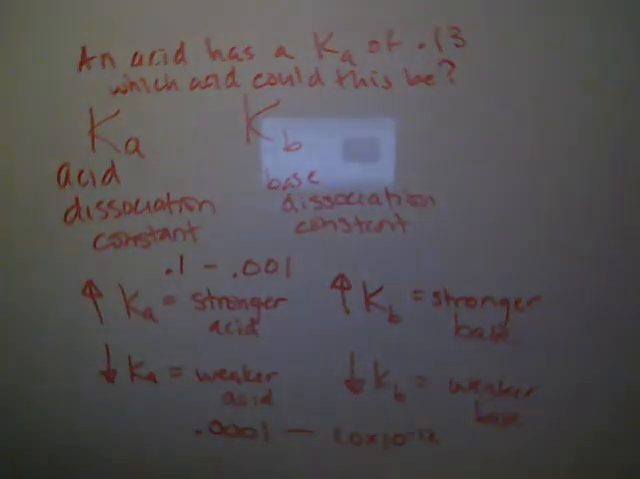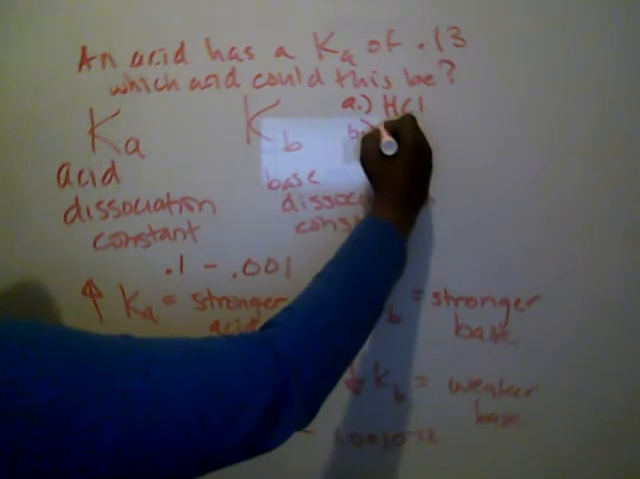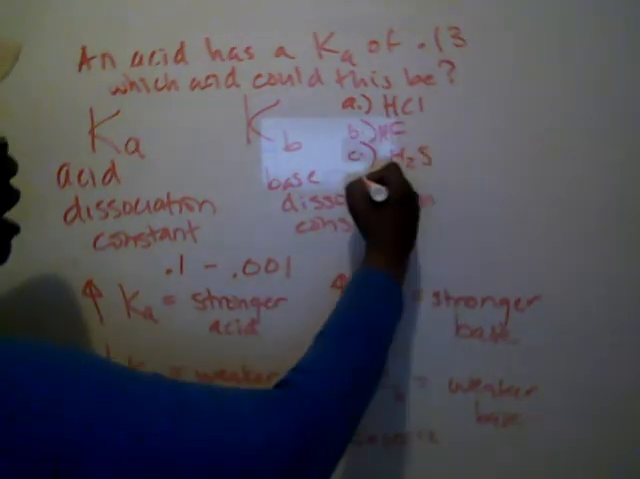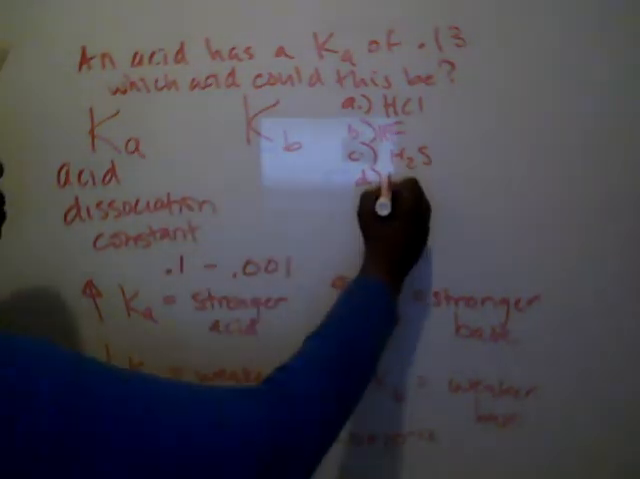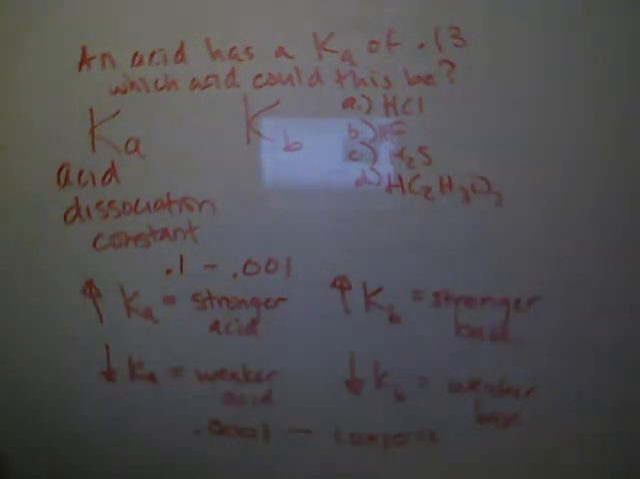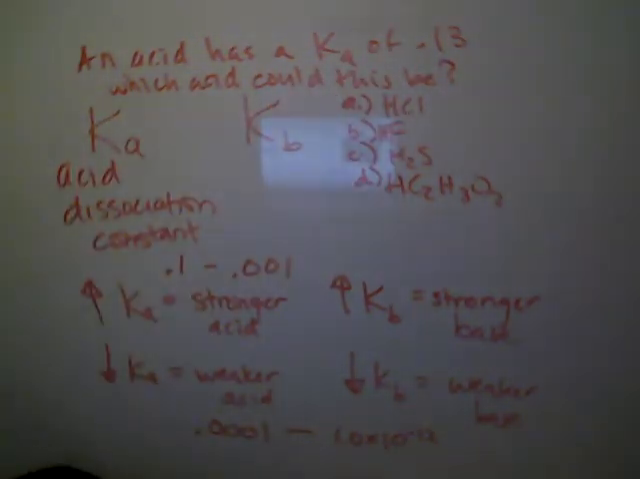Now, you would never need to know the exact Ka or Kb for any acid or base, but since this would be a multiple choice question, let's say your answer option A is HCl, option B is HF, option C is H2S, and option D is HC2H3O2. So you get a bunch of different acids. Now again, you won't need to know specifically what acid has a pH of 0.13, but 0.13 is a relatively big number, especially in chemistry terms.